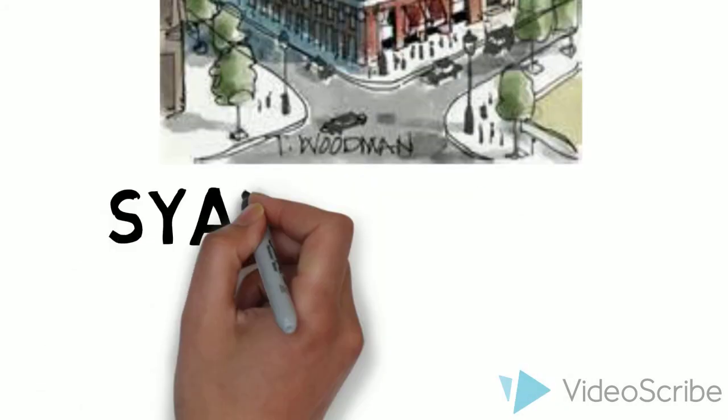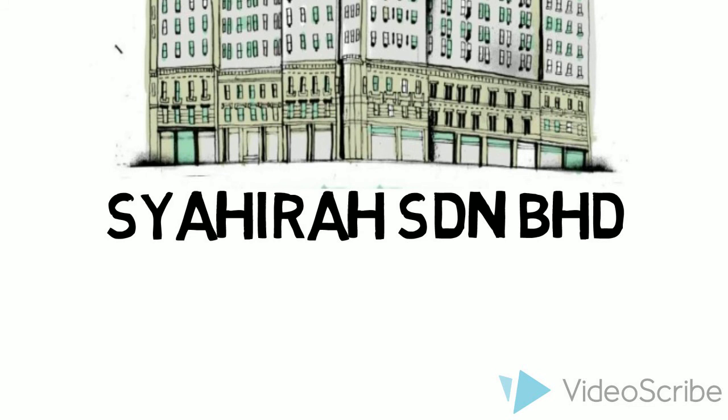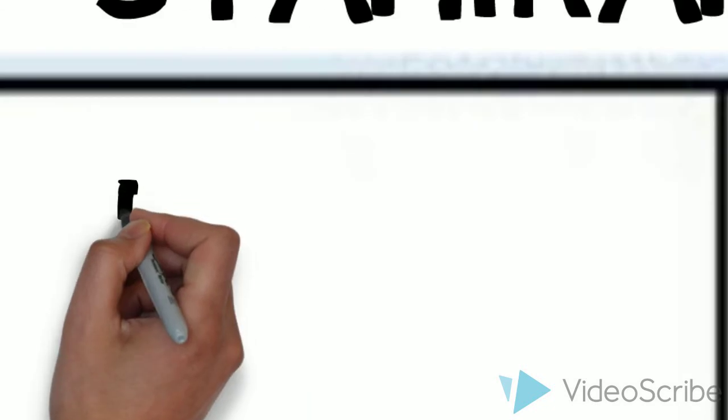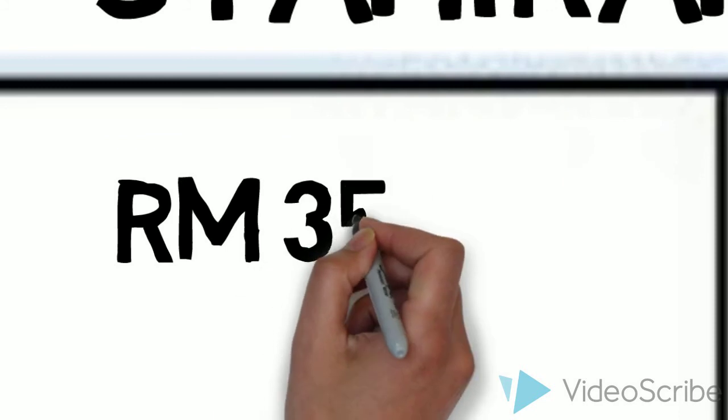When Shahi Sundaram Berhad sold his company to Shahira Sundaram Berhad, Shahi Sundaram Berhad ceased to exist. Hence, we should properly close the books of his company. This would be the second step in the process of absorption. Firstly, the sale of business must be recorded.